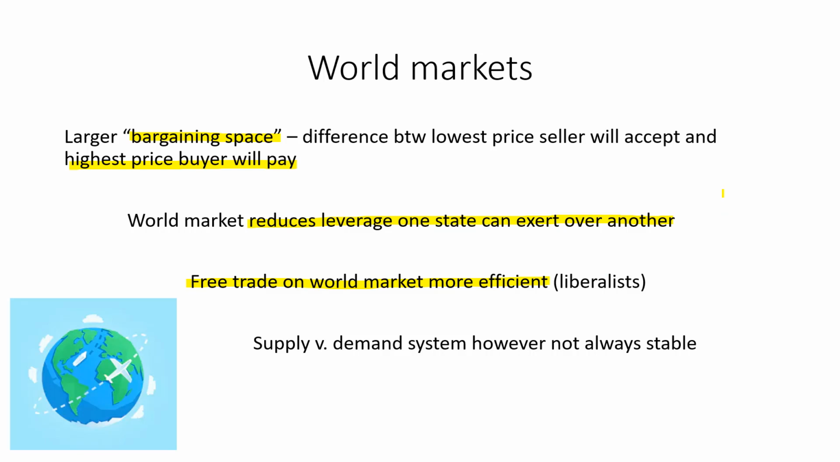Now, it doesn't always work that way because of the different states competing on the world market as well. And the supply-demand system, however, is not always stable, and may not have free and equal information or free and fair competition across the board. But that's the general idea. The larger the market, the better the product you're going to find for the best price, theoretically, the bigger you go.